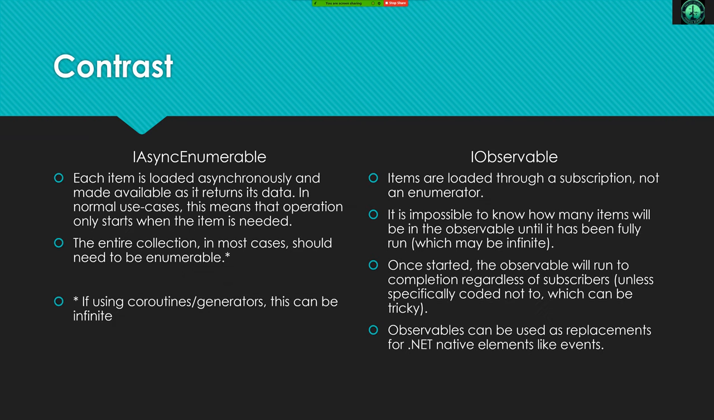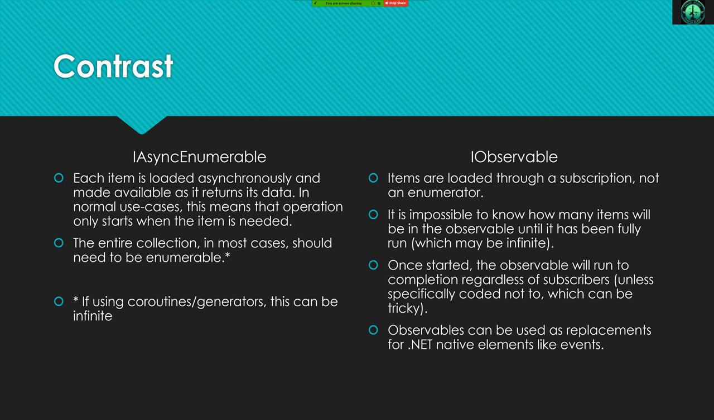To contrast the two, each item in an async enumerable is loaded asynchronously, but you know more or less that there's going to be a certain collection. Because it's an enumerable, that data generally is only going to be started when the item is needed, meaning as you're iterating through the enumerable, you're going to be loading that data as it comes in rather than all at once. You can, of course, load up all at once if you would like, but generally the idea of an async enumerable is that you're loading it in as it's needed. If, like I said, you're using coroutines or generators, this series can be infinite. However, for the most part, you do have an idea of what that set looks like.